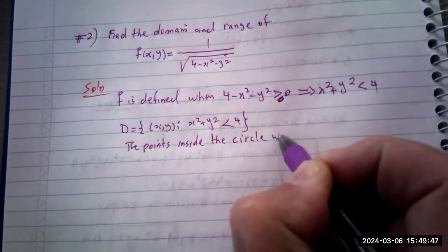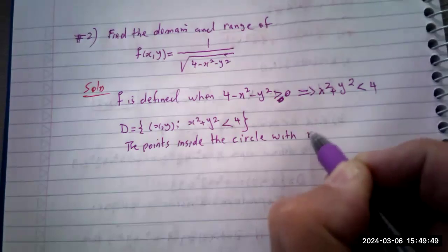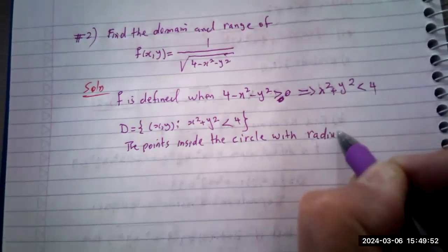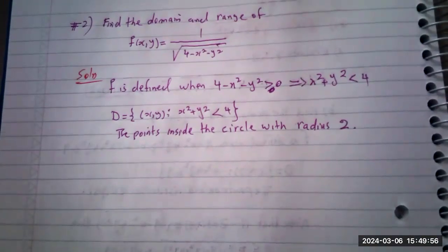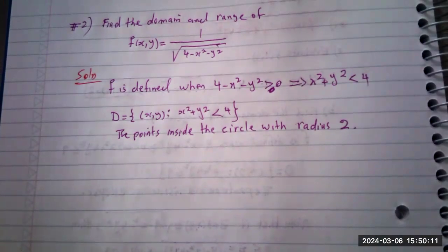Inside the circle with radius 2. So that gives you the domain of the function. Any question? The restrictions are going to be just, if you take the square root, or if you get a rational function, this is where we put those restrictions. That is the domain.